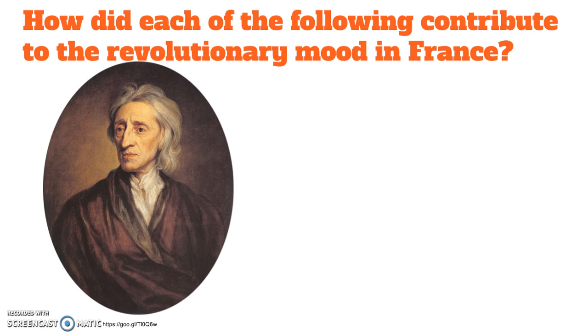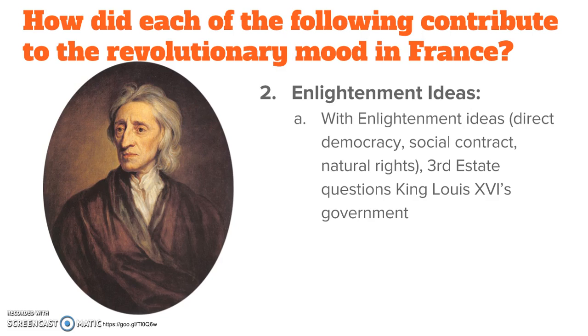This is a picture of John Locke. You remember him from when we studied the Enlightenment. Enlightenment ideas definitely contributed to a revolutionary mood in France. There were lots of ideas going around about how government should be run. Ideas like direct democracy, people having a vote, people having a say, the social contract, how it's supposed to protect people's rights, and those natural rights which John Locke talked about, right?